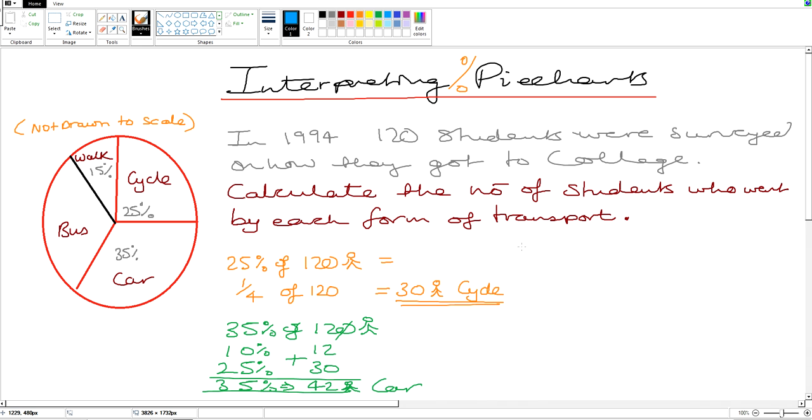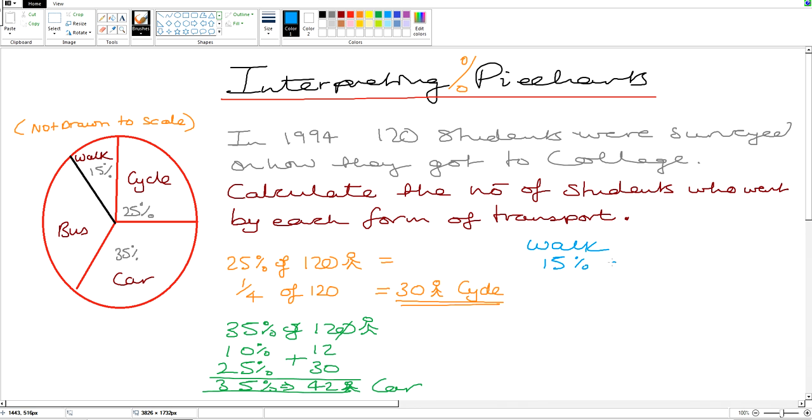Okay, let's do walking next. As we said, we're going to work out the ones that went walking. So how much is that? It was 15%.